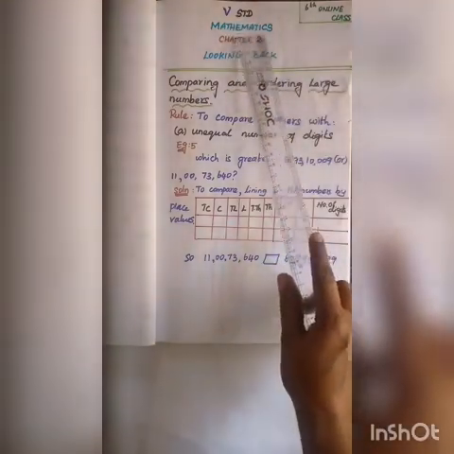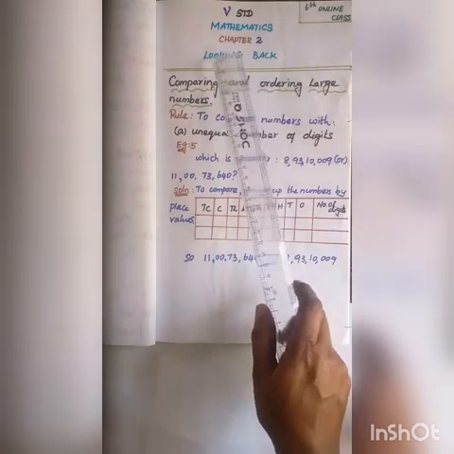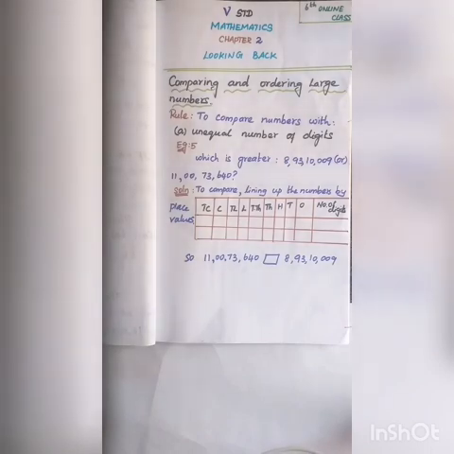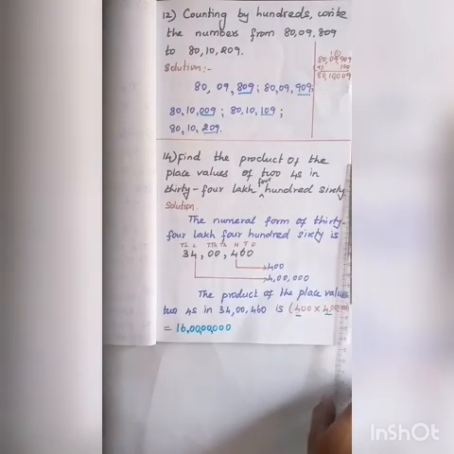Welcome to our 6th online class for 5th standard mathematics, chapter 2, Looking Back. Let us continue our chapter, but before that we are going to see the remaining problems of self-practice 2A.